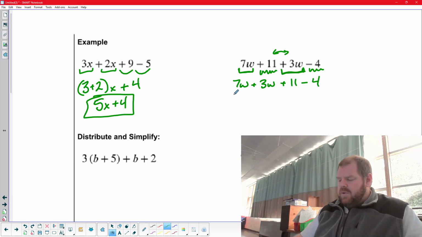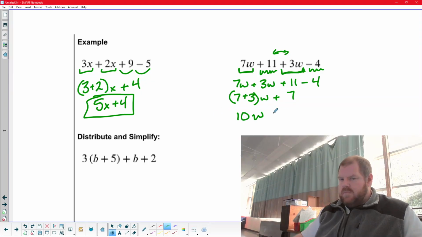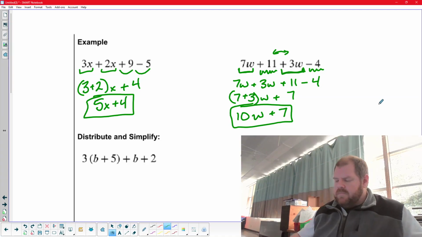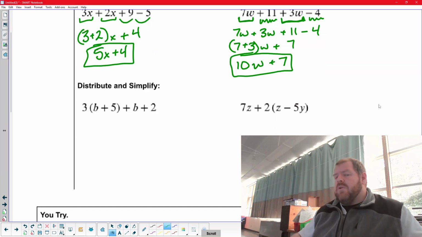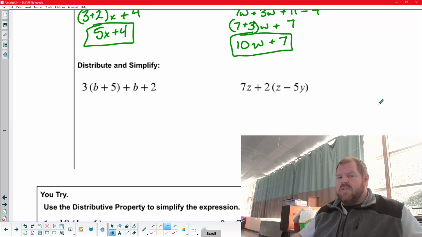Okay. Then we'll undistribute 7 plus 3. Throw a w outside. 11 minus 4 is 7. And 7 plus 3 is 10. So we get 10w plus 7. Okay. Sometimes we need to distribute before we simplify. So let's take a look at a couple of those examples.